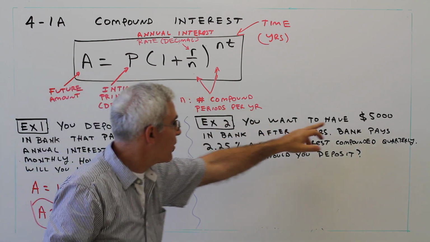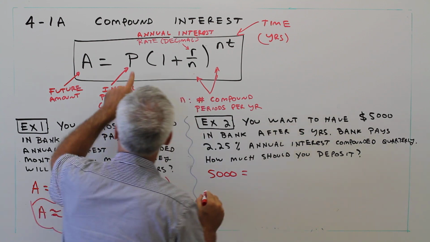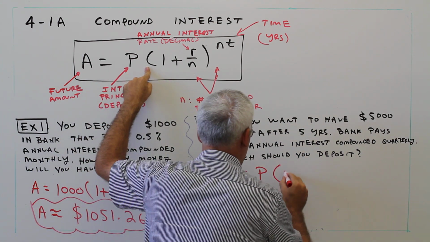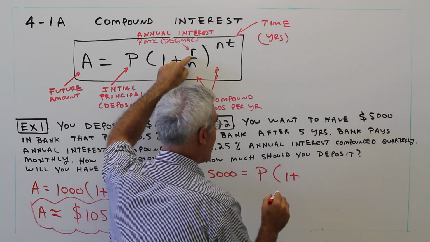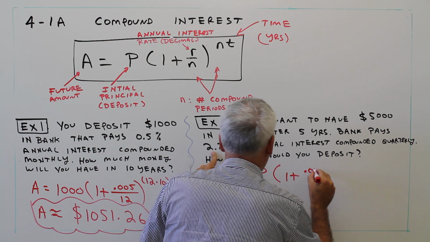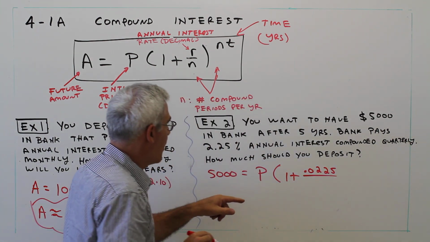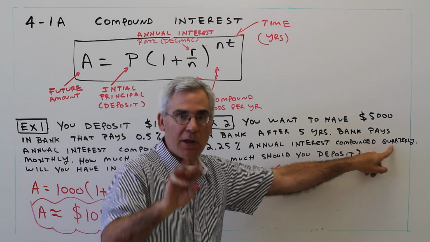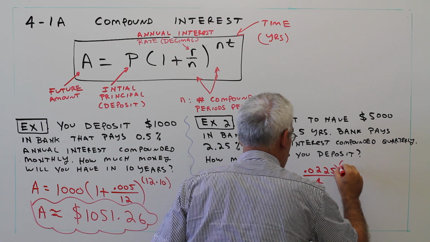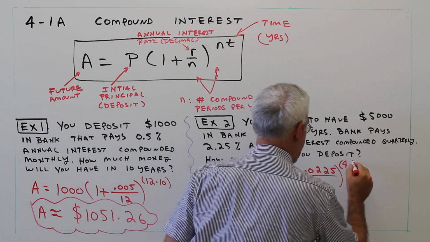The future amount is 5,000. The P is what I'm trying to solve for. I leave that as a variable. 1 plus R, again with the decimal 2 places, 0.0225. The N value, it says quarterly, there's 4 quarters per year. All over 4 times 5 years.